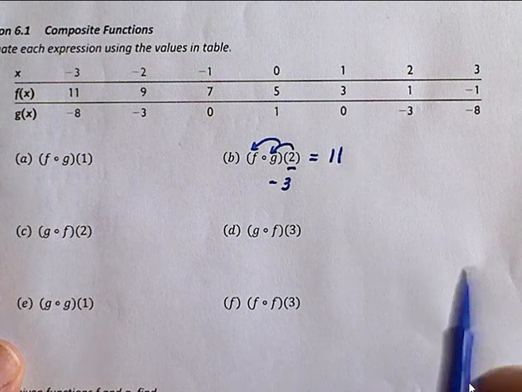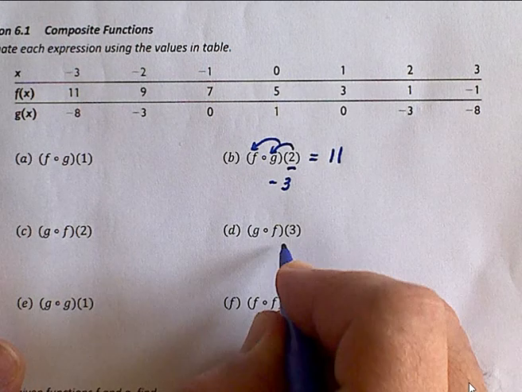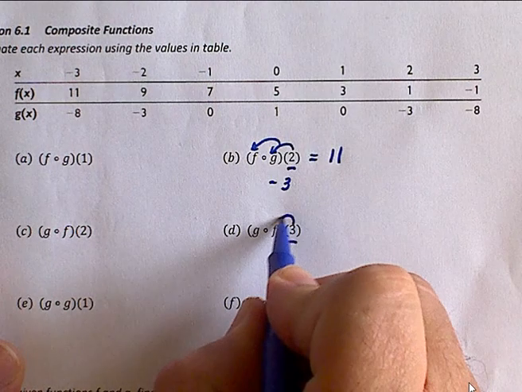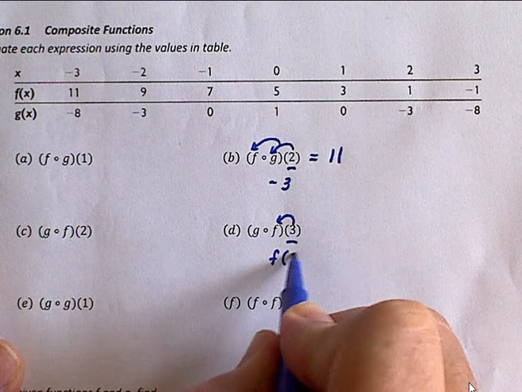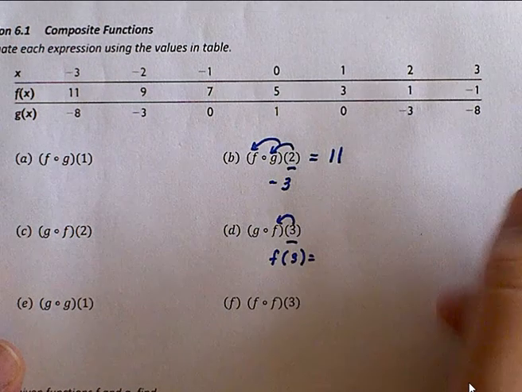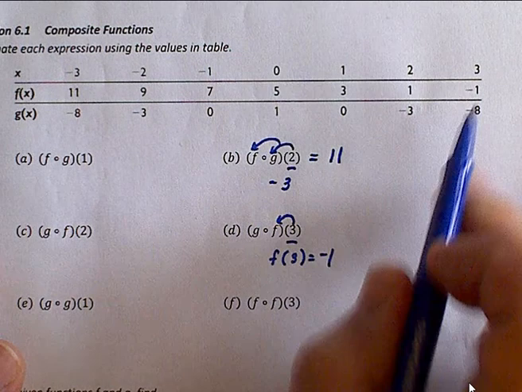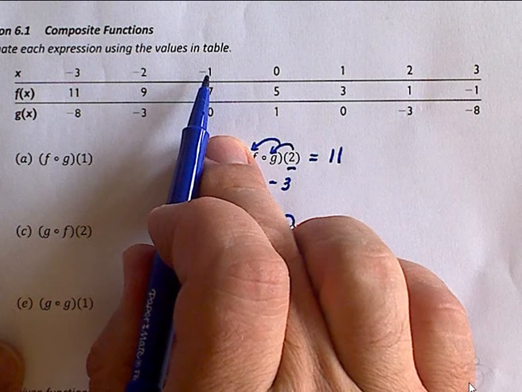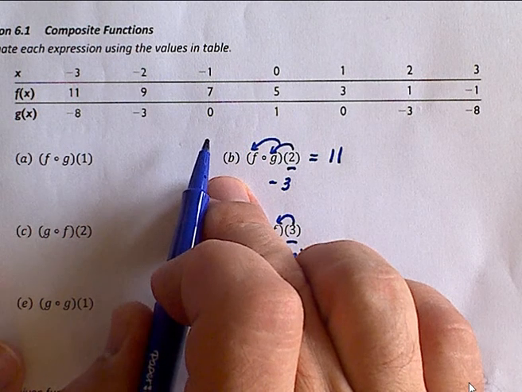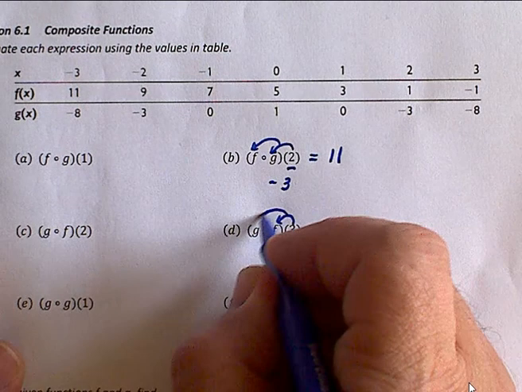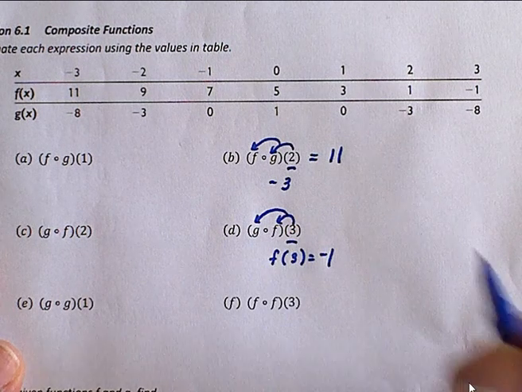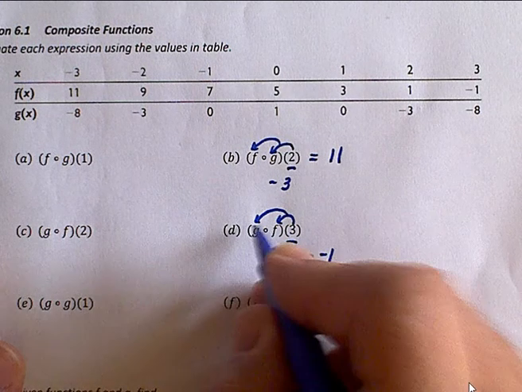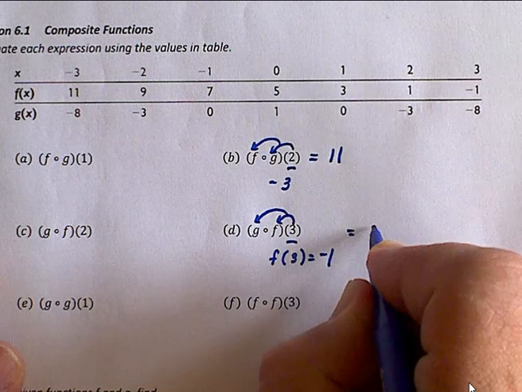Okay, so I'll do it again. This time I want to start at 3, and this time I'm going to go to F first. F of 3, I get -1. Now take the -1 and find it up here on the top row. And this time I'm going to go down to G, since that's the second one I'm going to go with. G of 0, or excuse me, G of -1, you get an answer of 0.